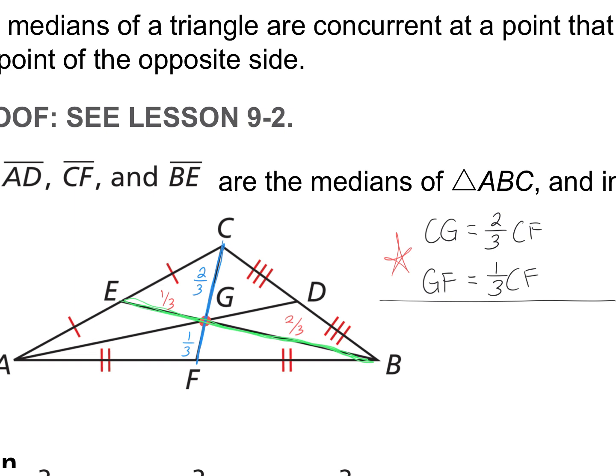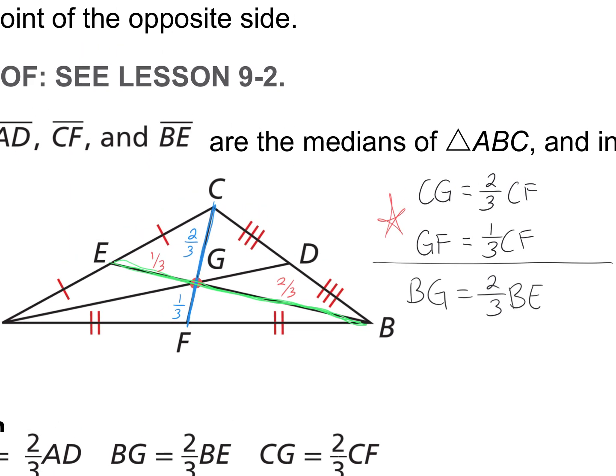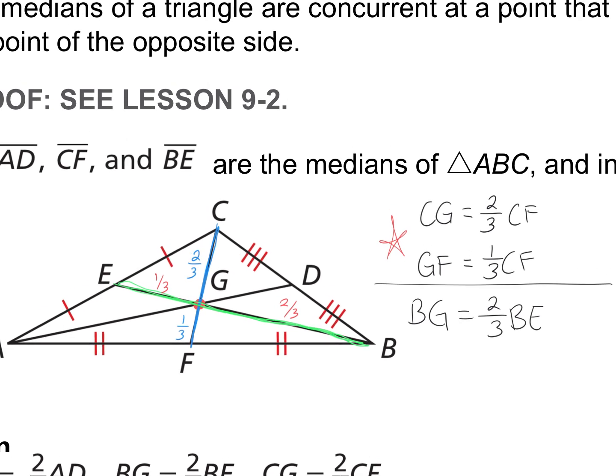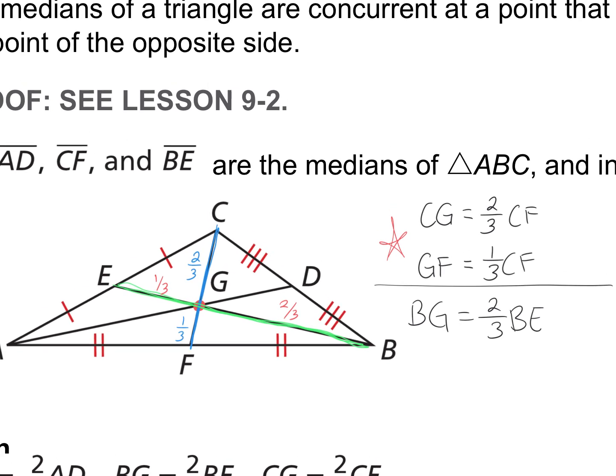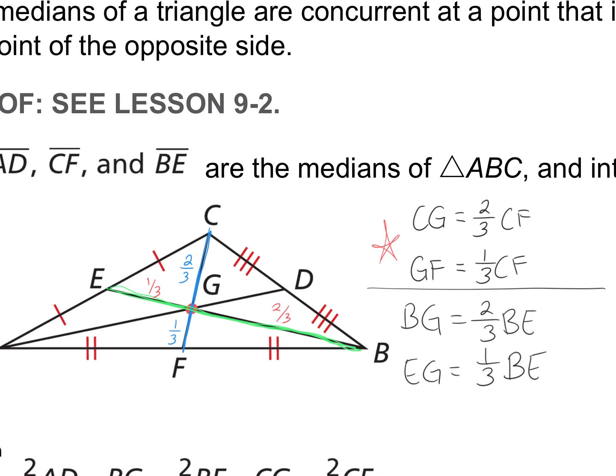Okay, someone give me one equation that you came up with. 2/3 of BE. What is 2/3 of BE? GB, right? Good. What's the other part of that equation? EG equals 1/3 of BE. Okay, are these equations making sense?